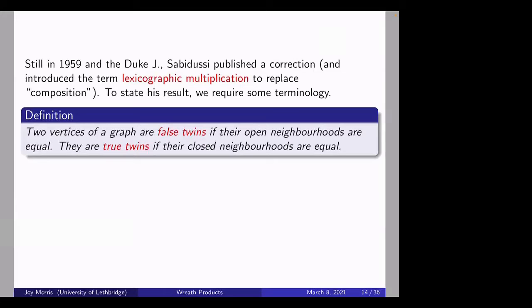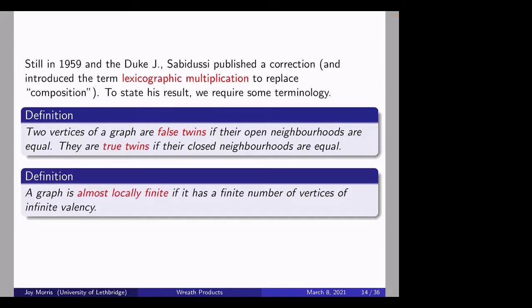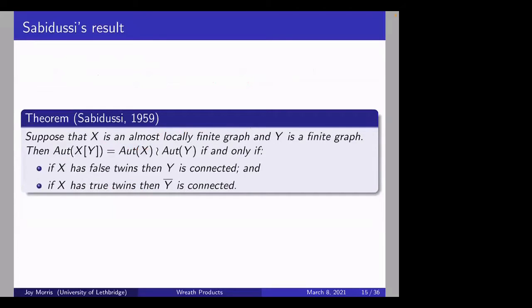So with that definition and one other, this is where we start getting into the infinite graph theory. A graph is almost locally finite if only a finite number of its vertices have infinite valency. So we need that because that turns out to be one of the preconditions, but it's going to disappear pretty quickly. So don't worry too much about that particular definition.